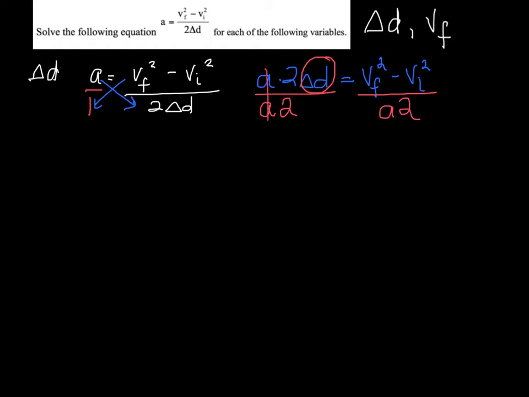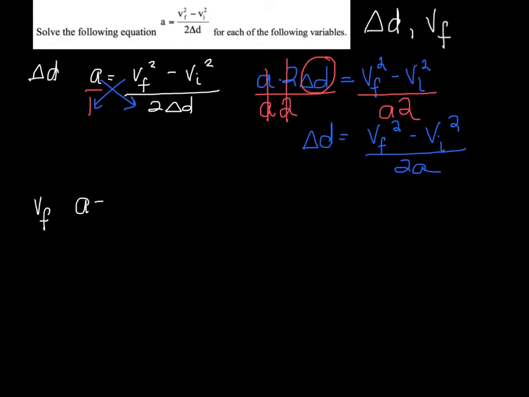The a over a will give me 1, the 2 over 2 will give me 1, so I'm left with delta d equals v sub f squared minus v sub i squared over, and I'm just going to reverse the order of these. We always put the number in front of the letter, so I'm going to make it over 2 times a, not a times 2, and I would be done.